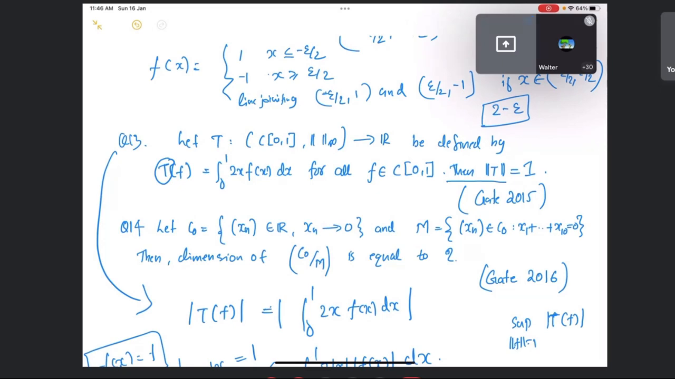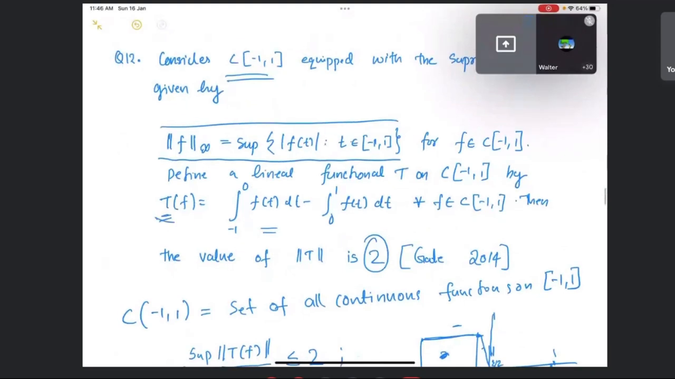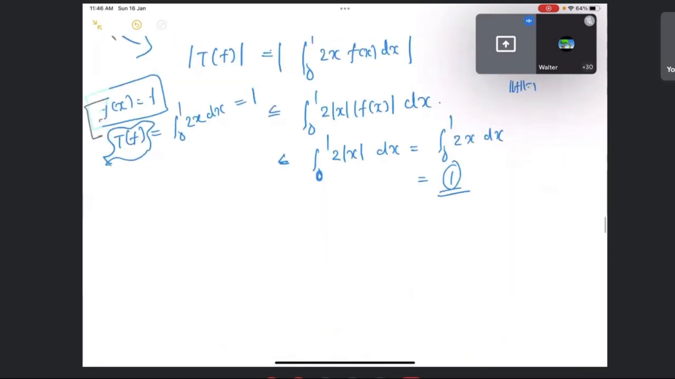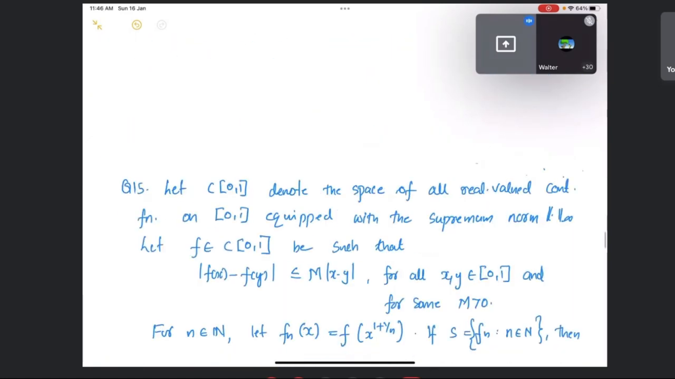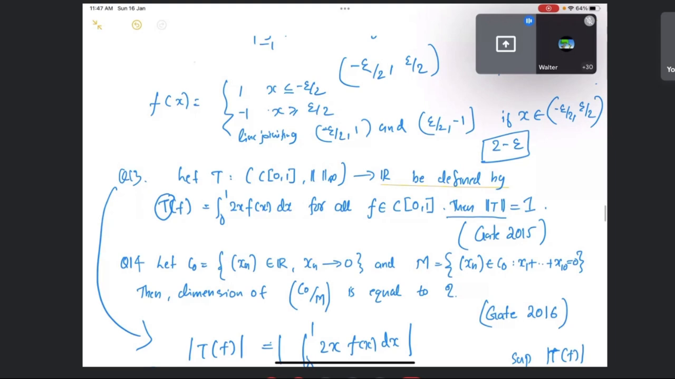So for this operator, that property wasn't there. If you define the operator T in this way, that property that the supremum is attained at a point f wasn't there. But when you change to this operator here, in question number 13, then you can come up with a function f which attains its supremum. Okay, so it only depends upon the operator T.